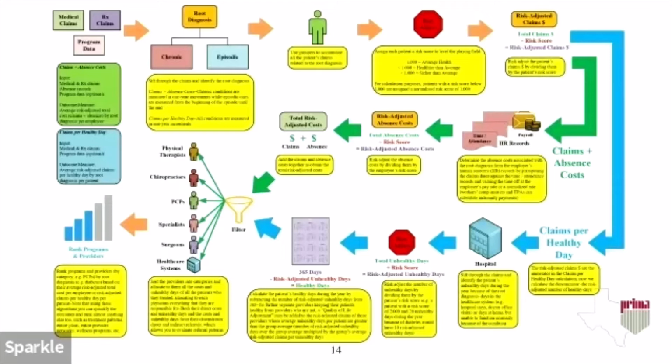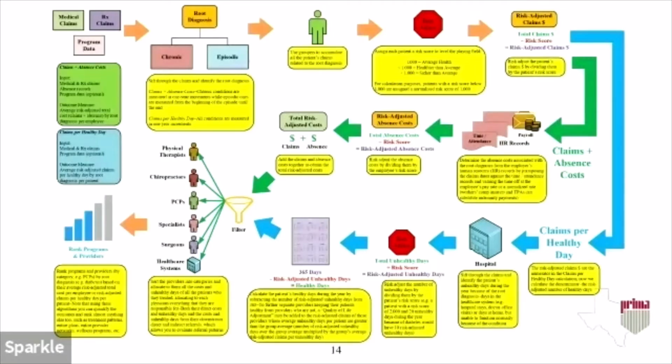And then we just take all the claims dollars that we've accumulated and divide it by the risk score, and we get our risk-adjusted claims dollars. That's the same for both calculations, both the claims per healthy day, and the claims plus absence cost solution. Now the two solutions diverge.